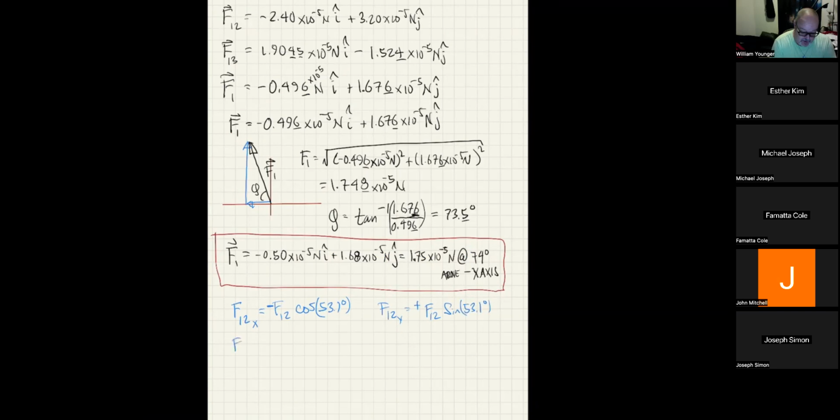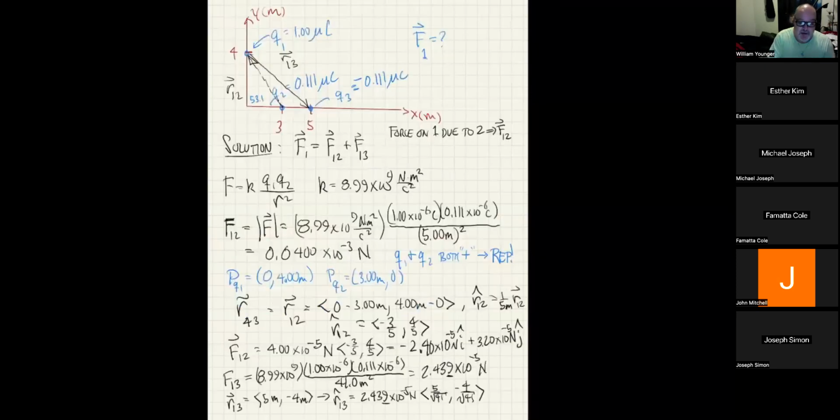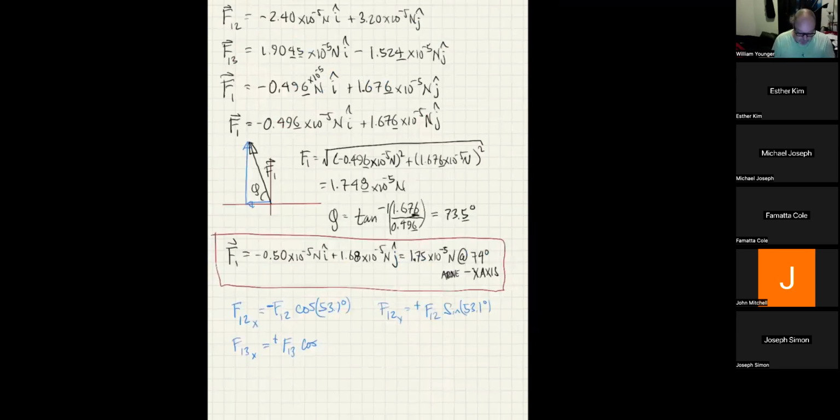Then we'd also say F13x would be, in this case, actually positive because it points down to the left. It's going to be the magnitude F13 times the cosine of this angle, which was 5 and 4, right? So that'd be tangent inverse of 5 divided by 4. Or was it 5? Let's see real quick. No, I made it 5. Sorry. Oh, we know that's 45 then. Cosine 45 degrees.